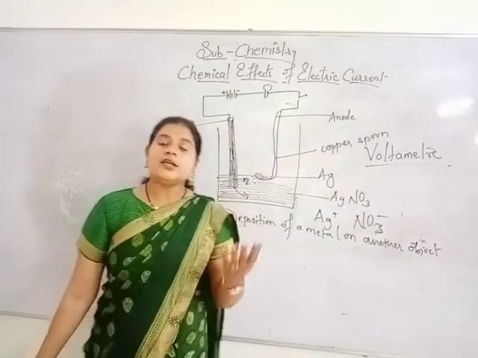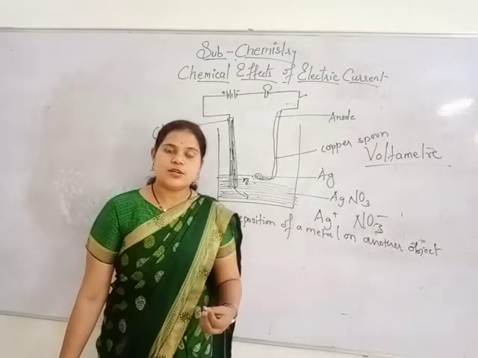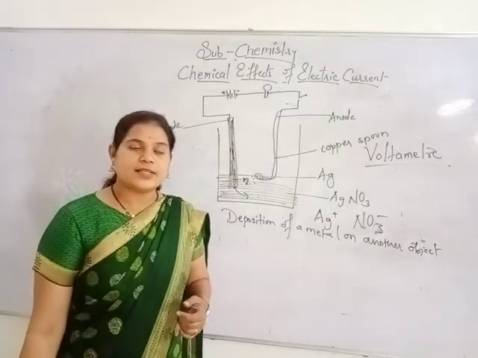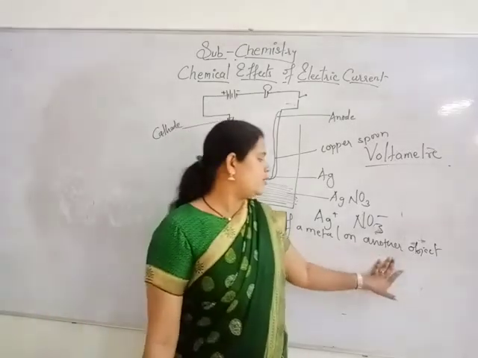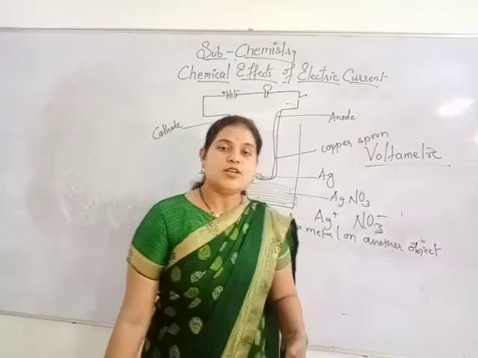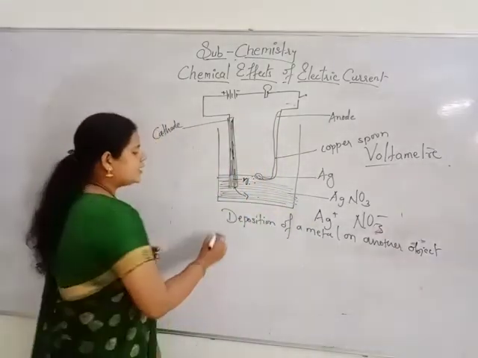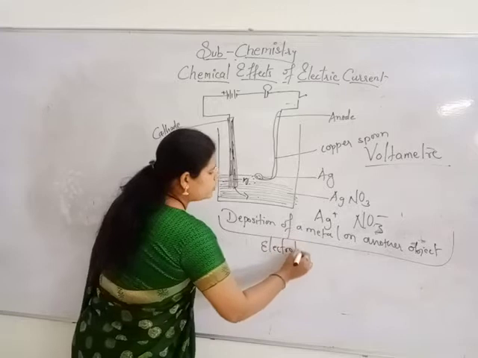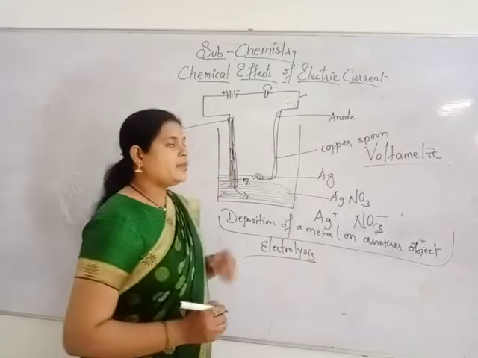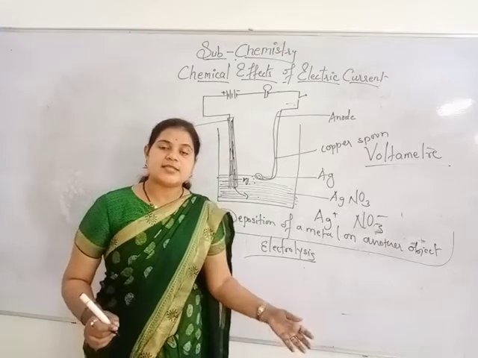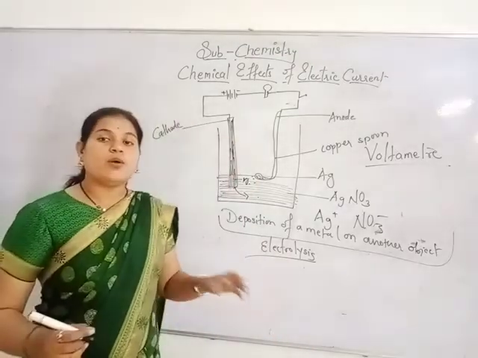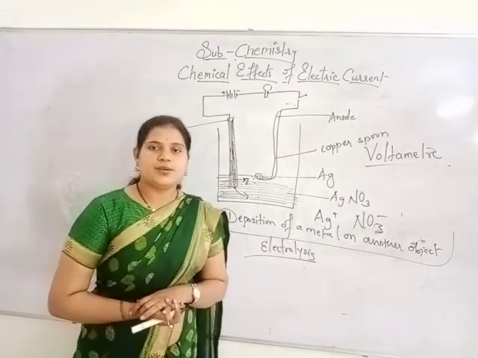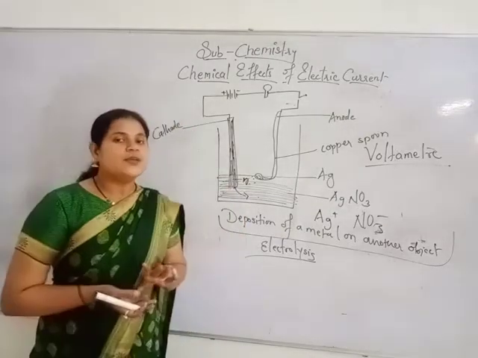So from the three experiments: in the first, the color changed slightly, not completely. In the second, we saw the formation of gas. And in the third, deposition of metal on another object took place. These three conclusions show that these processes are connected with what? Electrolysis. So whenever there is a process of electrolysis, either all three or at least one effect can be seen if it is related to electrolysis. That is the reason I have conducted three experiments.